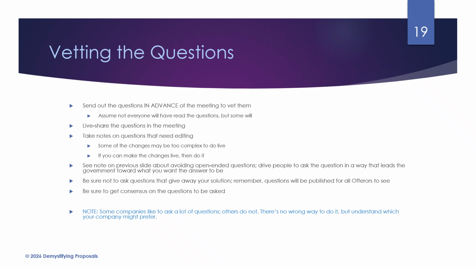See the note on the previous slide about avoiding open-ended questions. Drive people to ask the question in a way that leads the government toward what you want the answer to be. So if you want the answer to be, I want more pages for this section, then you say, I want more pages for this section and why. Or if you want the answer to the question to be, the font size should be 11-point Arial, then ask the question that way. And that applies to all of the questions across the board. So just think about asking the question in a way that shows the government what you want the answer to be.